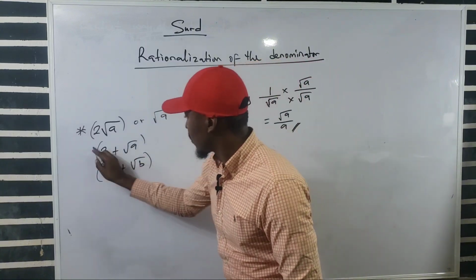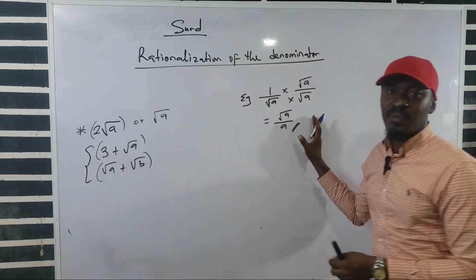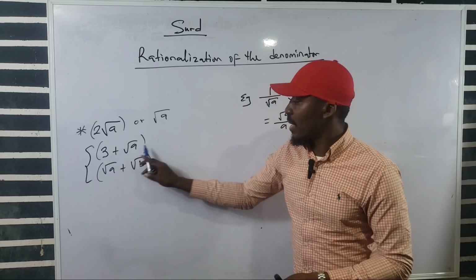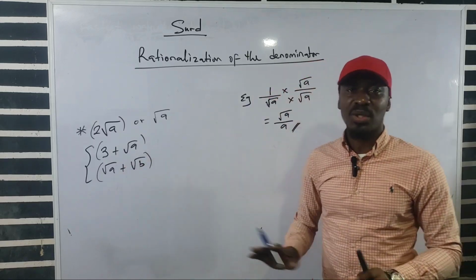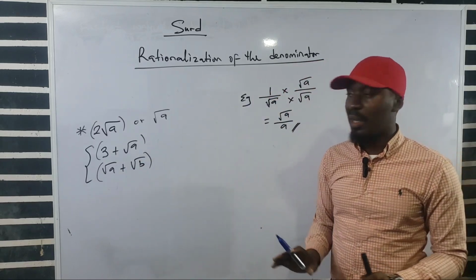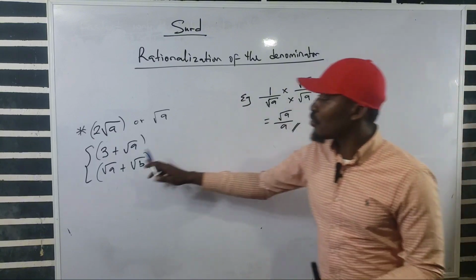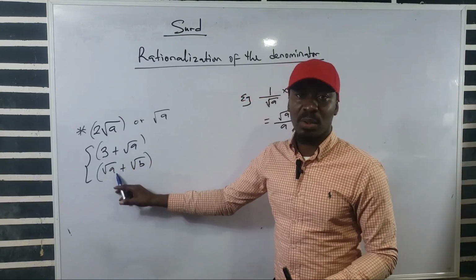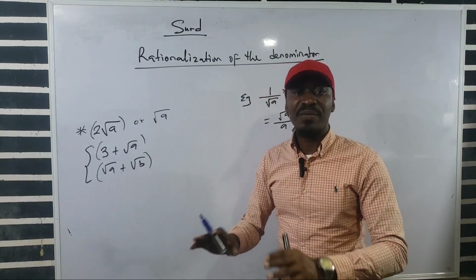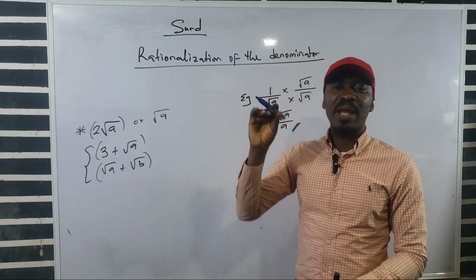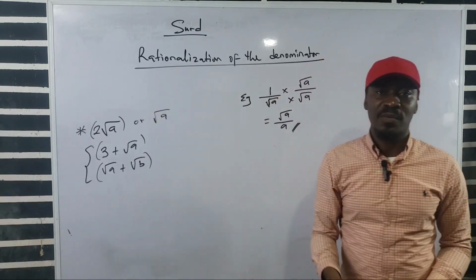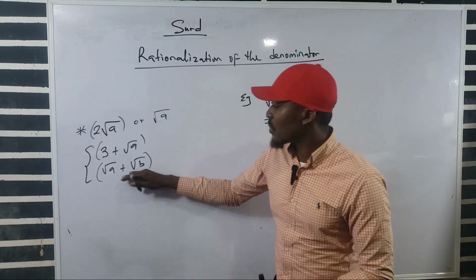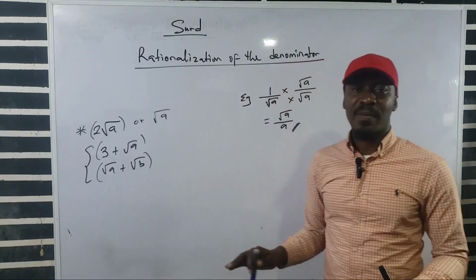Now for this one, we do the same thing, but we don't just pick out root A and use it to multiply the numerator and denominator. No, that's not how we do it. So you use the conjugate, because this is a compound surd. You use the conjugate of the denominator to multiply both the numerator and the denominator. When you do that, the surd at the denominator will disappear.